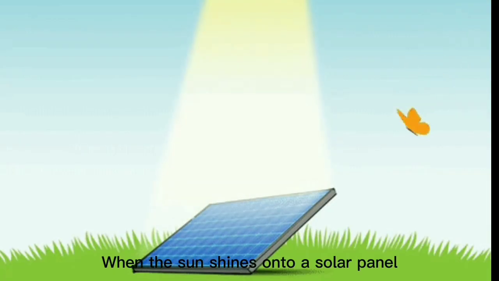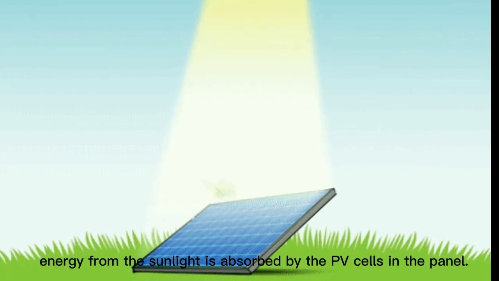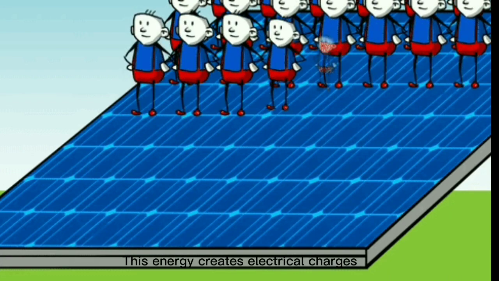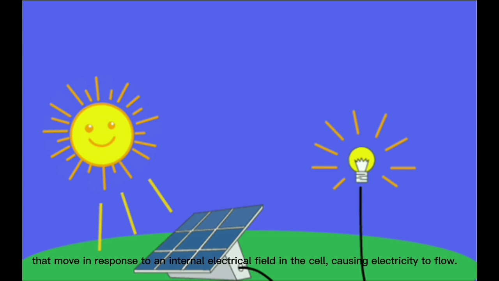When the sun shines onto a solar panel, energy from the sunlight is absorbed by PV cells in the panel. This energy creates electrical charges that move in response to an internal electrical field in the cell, causing electricity to flow. What benefits would sunlight have as a renewable resource then?